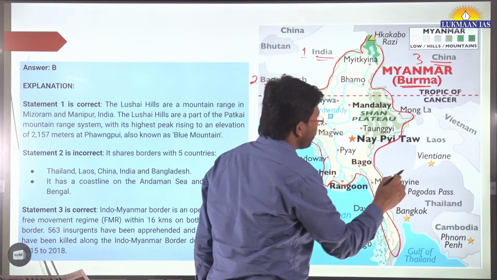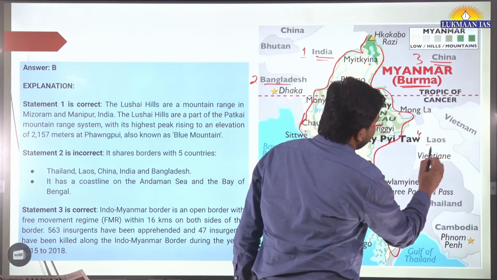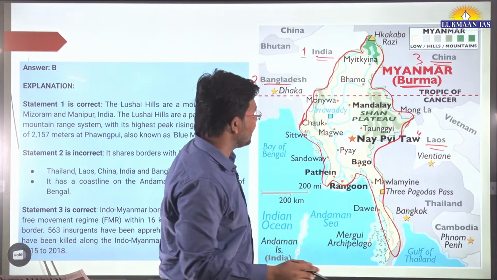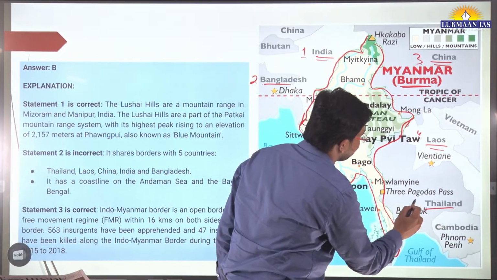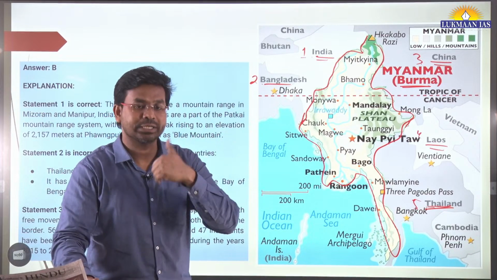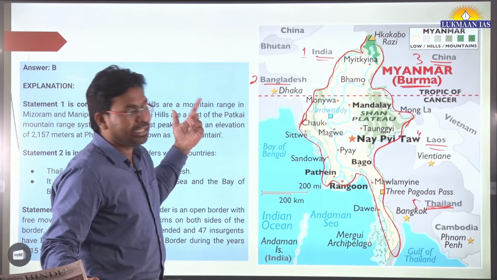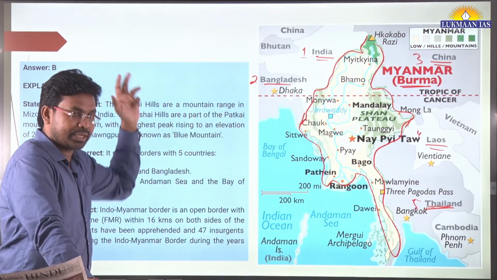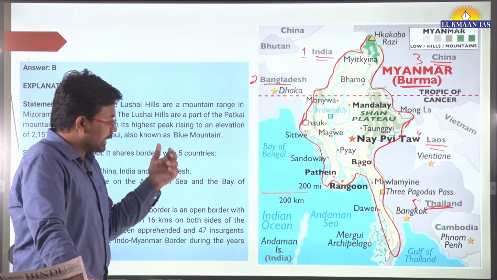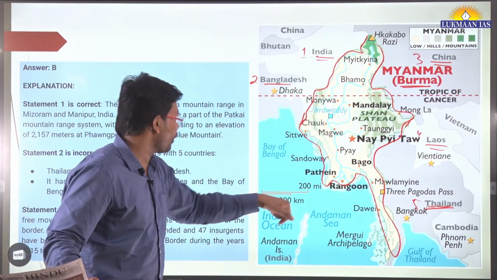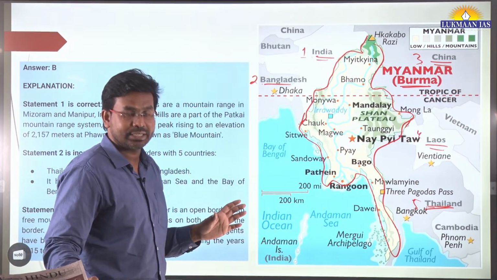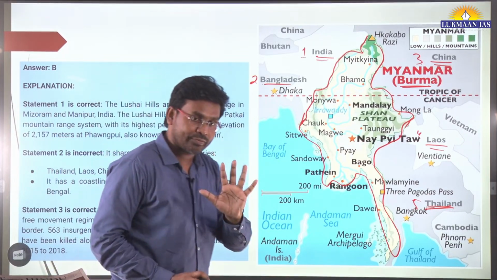Then we have Laos also over here. It shares border with Laos. The white color is Laos. Then it also shares border with Thailand. So it does share border with 5 countries, not 3 countries. Right there in the question they have given 3 countries, but it shares border with 5 countries. Apart from this, it does have some maritime border also in the Andaman Sea or Indian Ocean region. So it shares border with 5 countries.